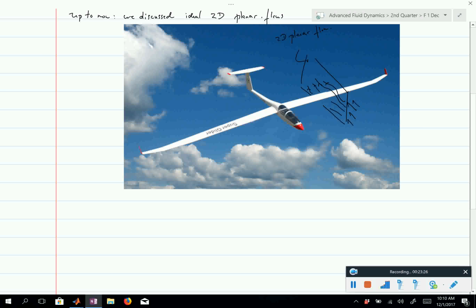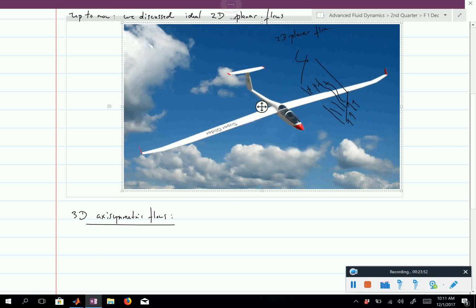Okay, so do you get that? These are the flows we've been looking at for now. And now, what we're going to discuss are 3D axisymmetric flows. These are 3D flows, but not really 3D flows, but the flows we'll discuss are flow around more slender objects. So around a Zeppelin, for instance.